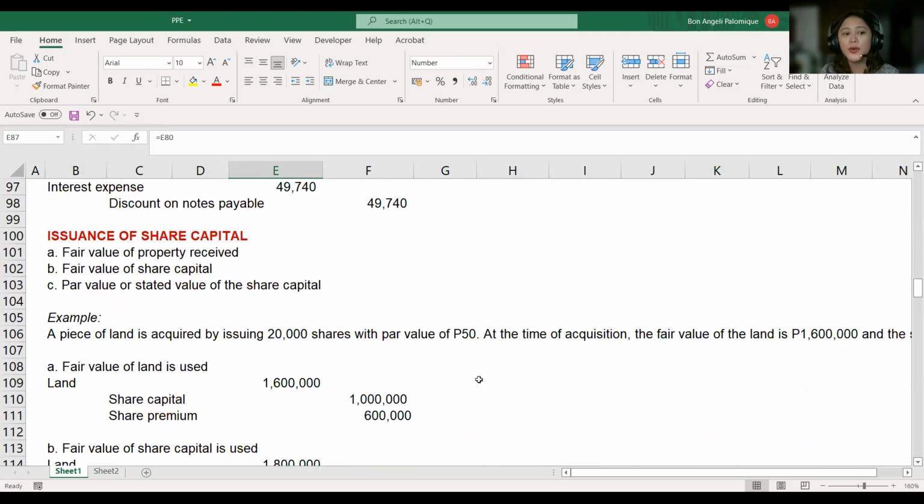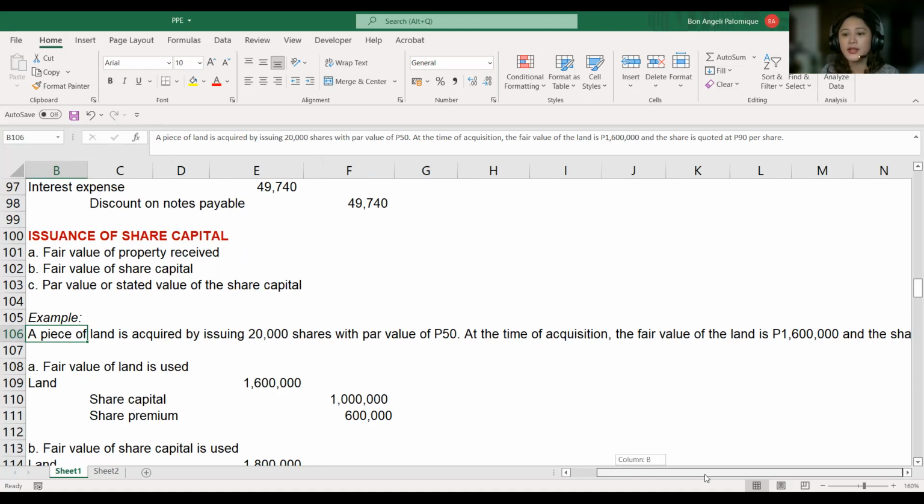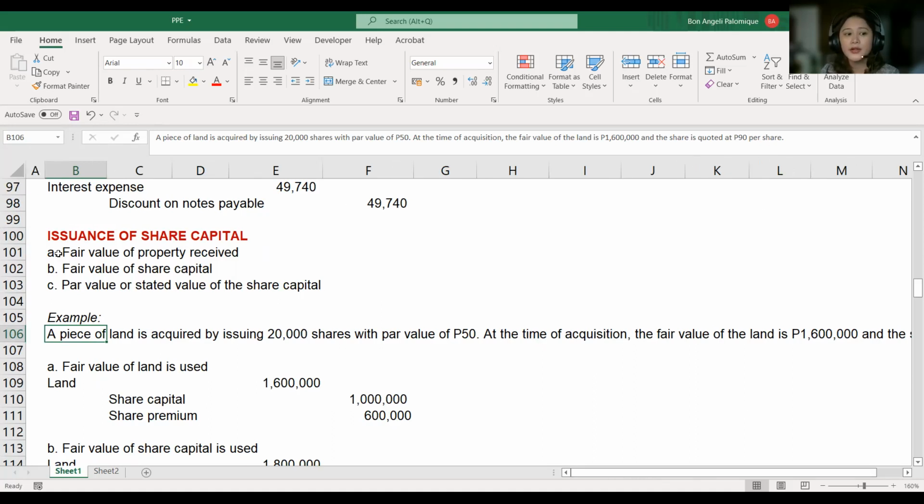Next, issuance of share capital. Pwedeng sabi natin, nag-issue ka ng share capital. Example, a piece of land is acquired by using 20,000 shares with par value of 50. At the time of acquisition, the fair value of land is 1,600,000 and the share is quoted at 90 per share. Sabi dito, meron tayong hierarchy. First, kapag given naman yung fair value nung na-receive mo, which is PPE ang na-receive mo, ang fair value niya is 1,600,000. Yun ang una mong gagamitin.